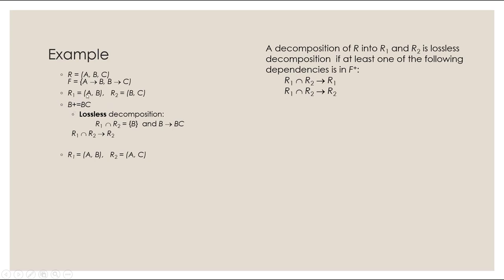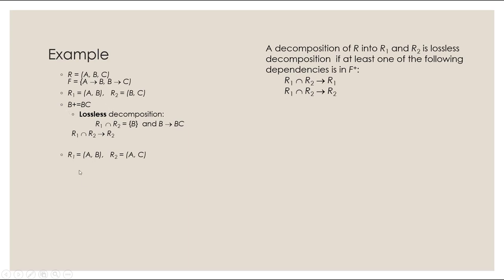So this is the notation that you use. The closure, this plus sign means closure. If you know B, what else can you get using these dependencies? With B, I can get B, and then using this one, since B appears on the left-hand side, I can get C as well, so I'm going to add C here. So with B, I can get B and C. We notice that B and C is actually R2. So in this case, this is true, right? R1 and R2, what do they have in common? We are able to get R2, which is B and C. So we can say that this is lossless.